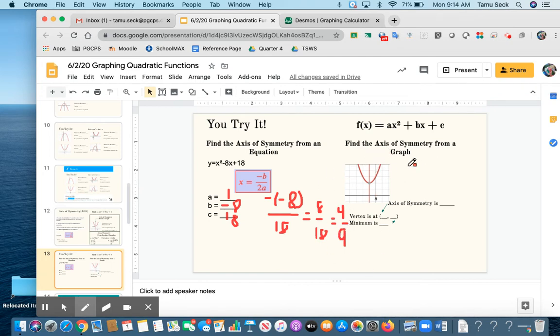Let's find the axis of symmetry of the graph. So the axis of symmetry right here is at 4. X is equal to 4. The vertex is at, well, I don't know what the x coordinate of this is, but it is a minimum point.